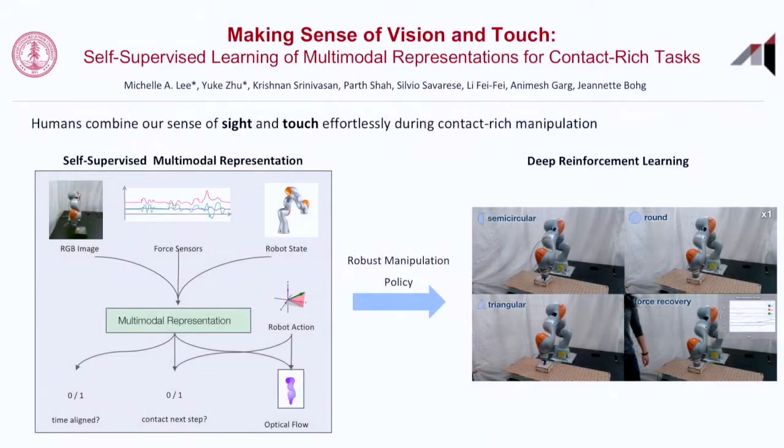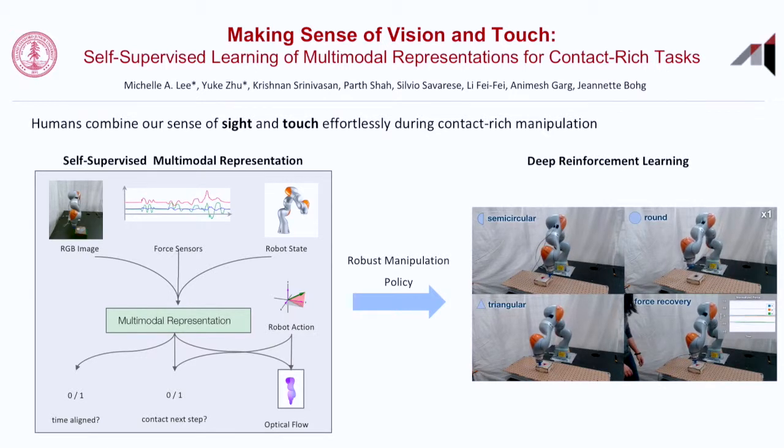So, as humans, we're able to seamlessly combine our sense of touch and our sense of vision when we're doing even just very simple tasks like putting a key into a keyhole. But this is actually quite difficult for a robot to do. So my research is thinking about how we can combine these very different modalities.